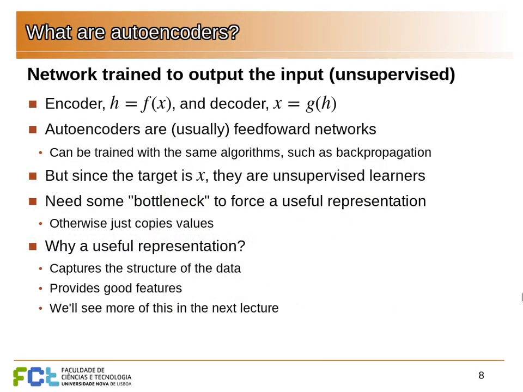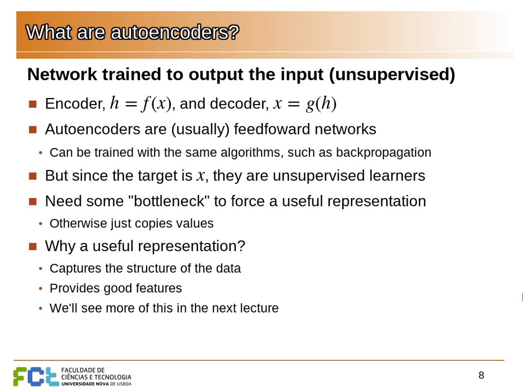So we need some bottleneck here to force this useful representation, otherwise the network will just copy the values from one layer to the other, and this depends on what we want to do. So basically we want something that captures the structure of the data, or maybe provides good features for an additional step that we have. But we're going to see some examples of this in the exercises and the assignment here. So this is the basic idea of autoencoders.